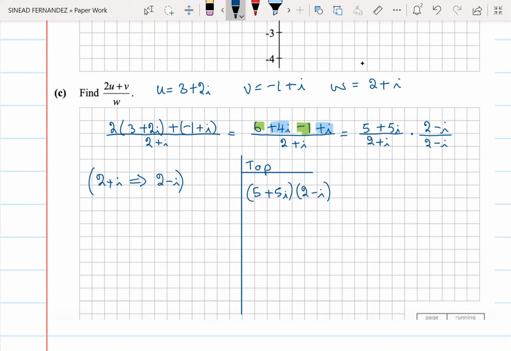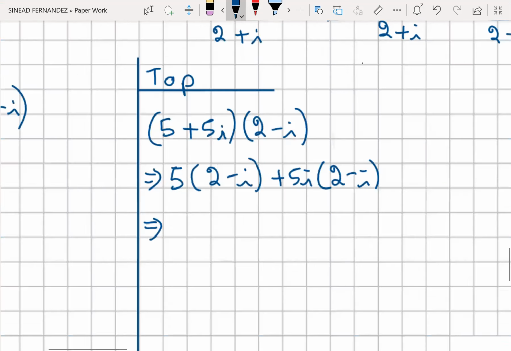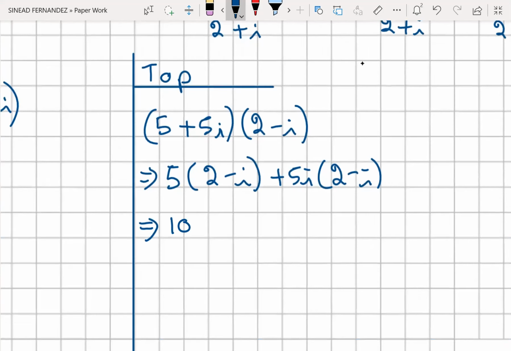Okay. So split the first bracket up. So it's 5, multiply it by the second bracket. And then the 5i, multiply that by the second bracket. This is like algebra. We've done this many times in algebra. Okay. 5 by 2 is 10. 5 by minus i is minus 5i. Okay, that's the first bit done. Then plus 5i by 2, so that's 10i. And plus 5i multiplied by minus i. Plus by a minus is a minus. 5i by i is 5i squared.